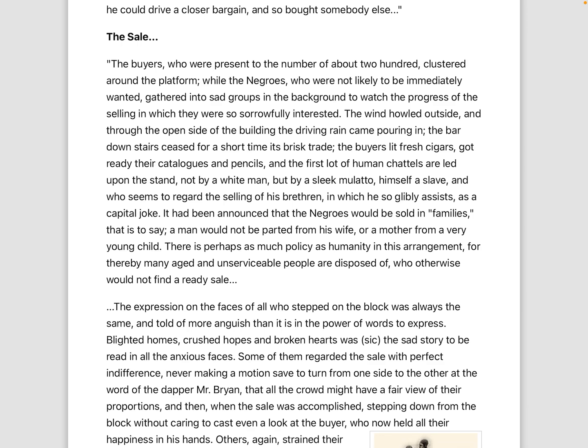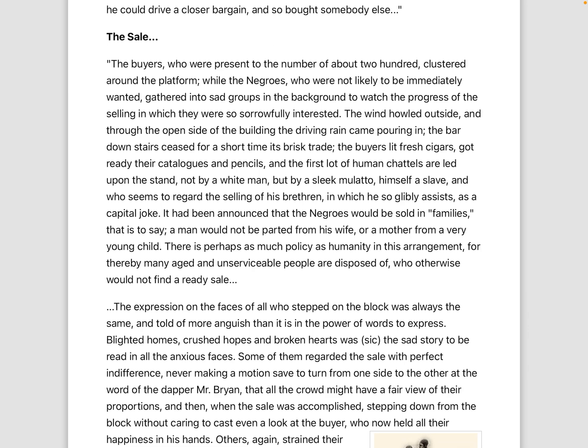The wind howled outside, and through the open side of the building, the driving rain kept pouring in. The bar downstairs ceased for a short time its brisk trade. The buyers lit fresh cigars, got ready their catalogs and pencils, and the first lot of human chattels were led upon the stand, not by a white man, but by a sleek mulatto, himself a slave, and who seems to regard the selling of his brethren, in which he so glibly assists, as a capital joke.